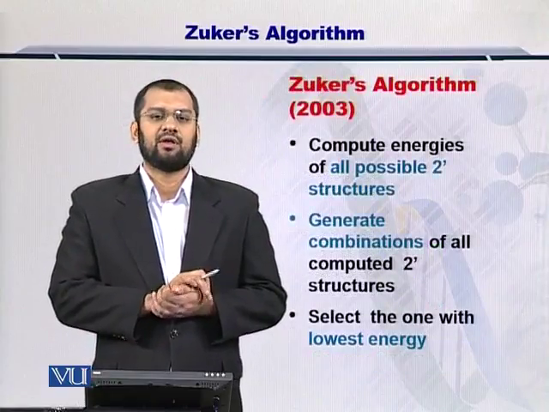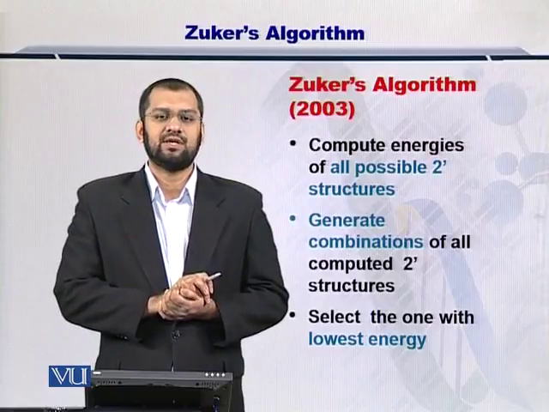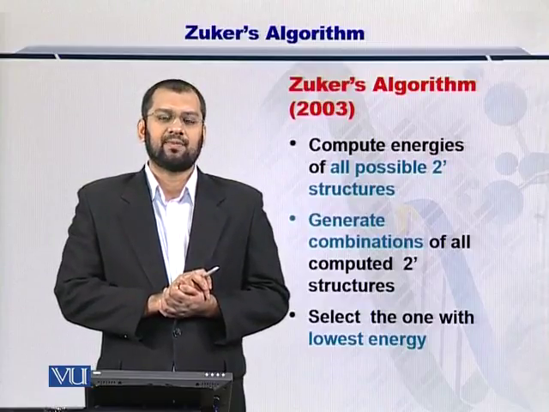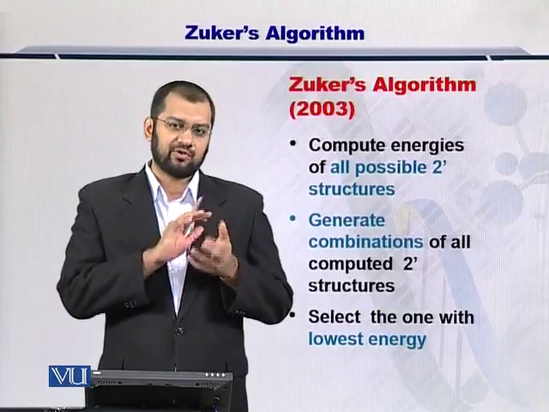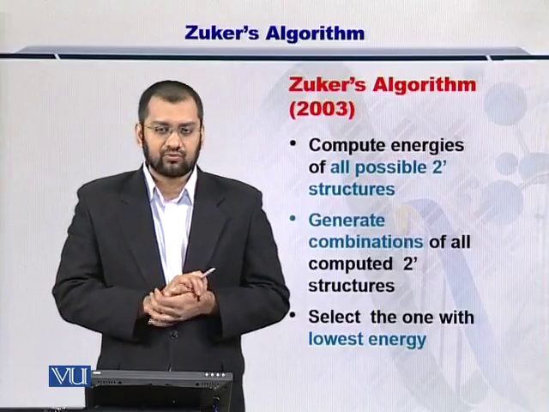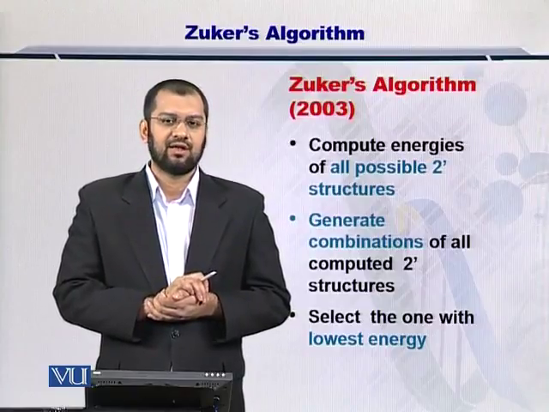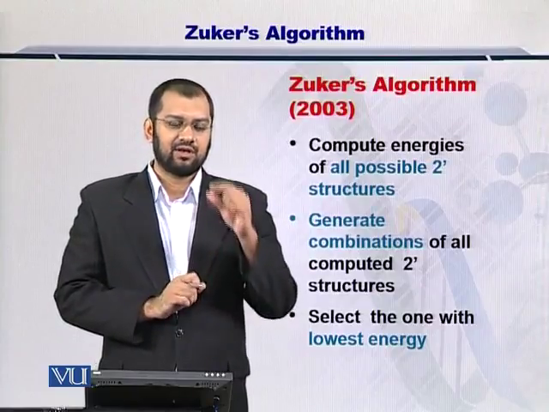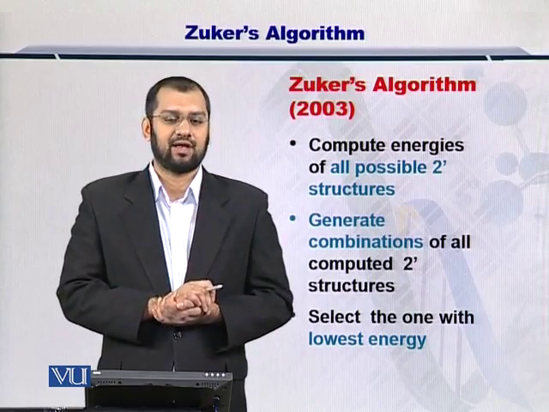So in this case, you have computed the energy of the overall molecule, and you can do it for all the possible 2' combinations that can exist. Of course, you will go for selecting the RNA 2' structure with the lowest energy or a negative value.